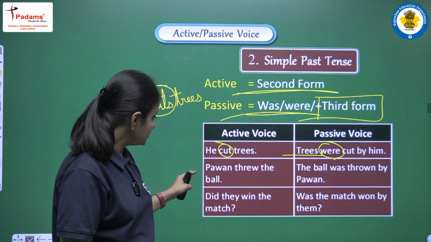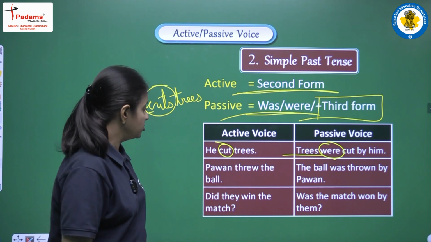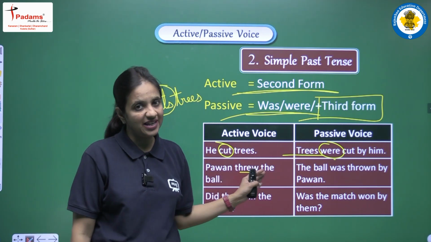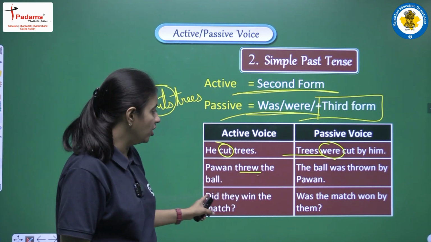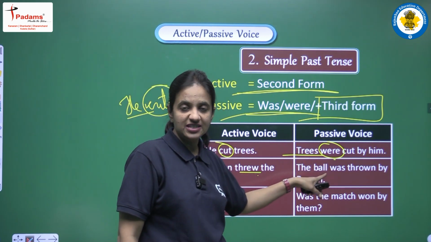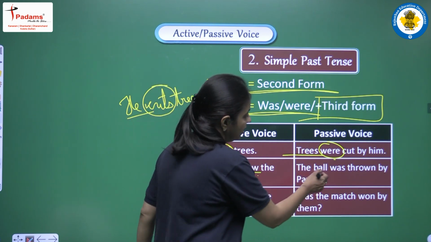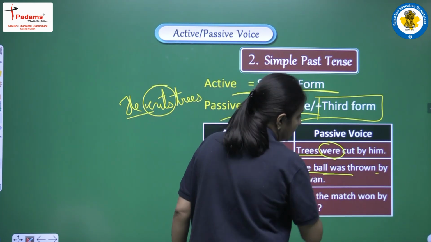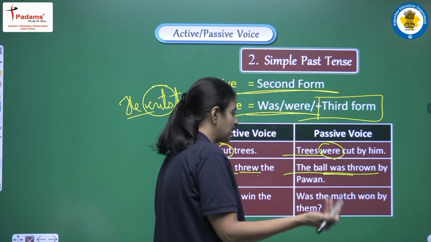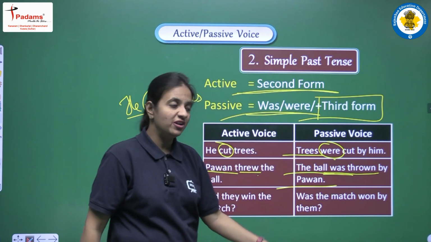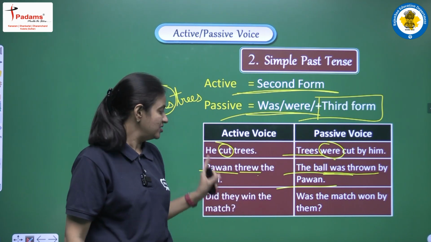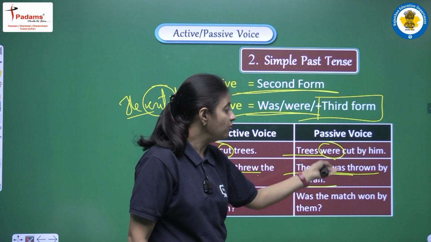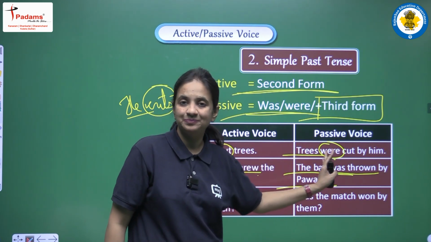Okay, next is Pawan threw the ball. So now we are having second form threw, so it is clear we are having past simple tense here. Our object is the ball, so it will be here in the beginning of the sentence in passive voice, the ball. Now ball is a singular thing, so we are having was here. Third form thrown, and Pawan is a noun, so there will be no change. We will write by Pawan only. So the sentence is Pawan threw the ball, and passive voice will be the ball was thrown by Pawan.